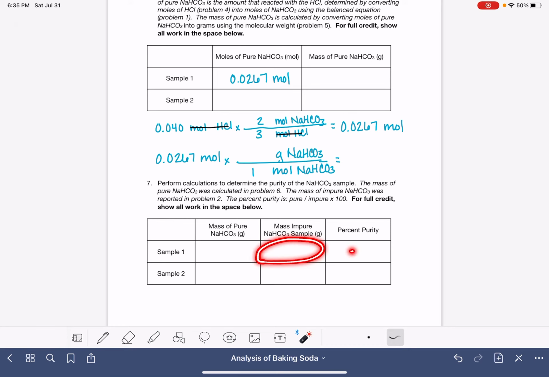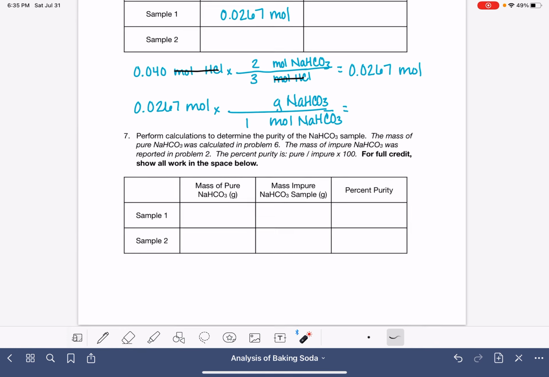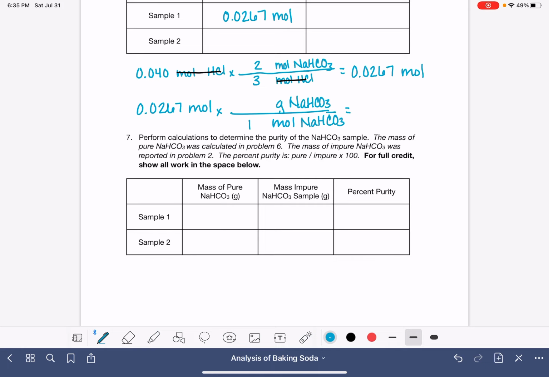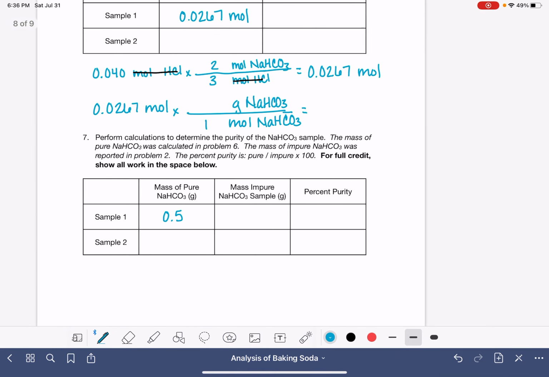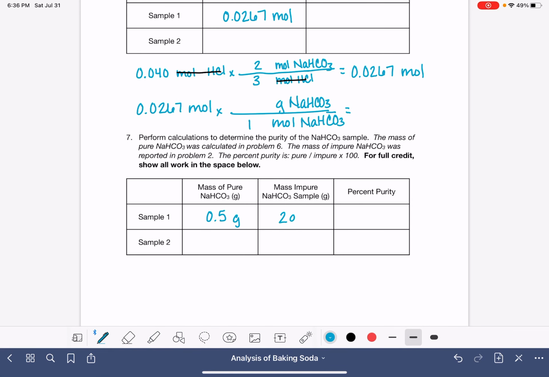And then you're going to calculate your percent purity using this equation right here. Take the pure, divide it by the impure, multiply it by 100. That will give you your percent. Maybe my pure mass would be 0.5. I don't think that's what it actually would be. My impure was 2 grams. And so my percent purity would be the pure divided by the impure, multiplied by 100, which is 25%.